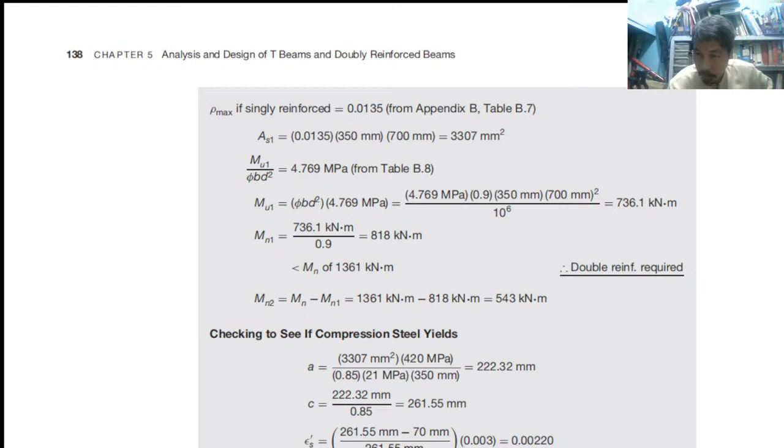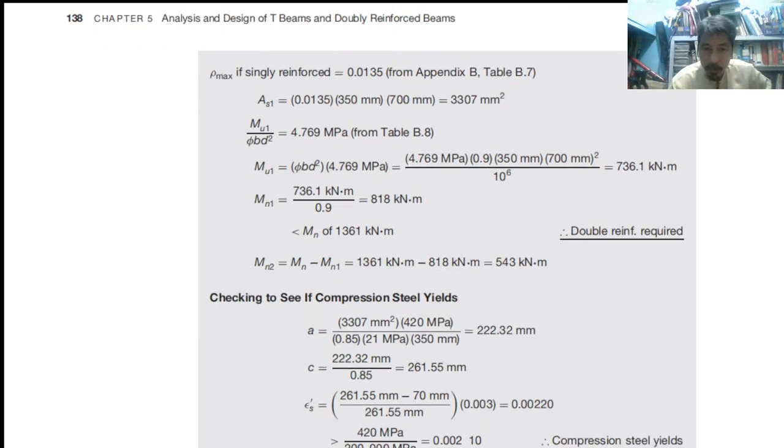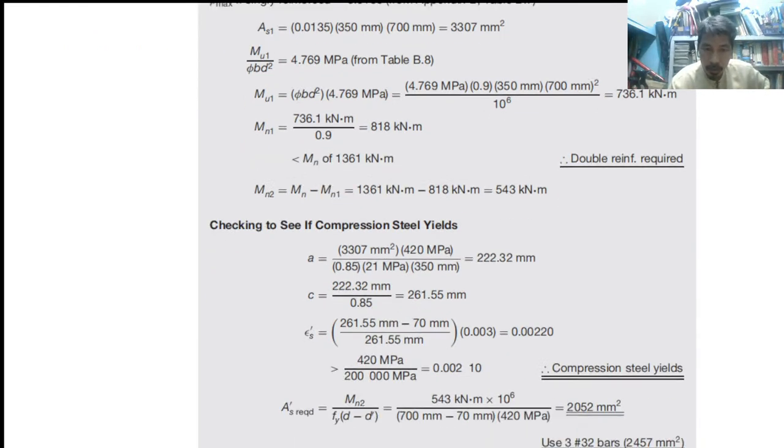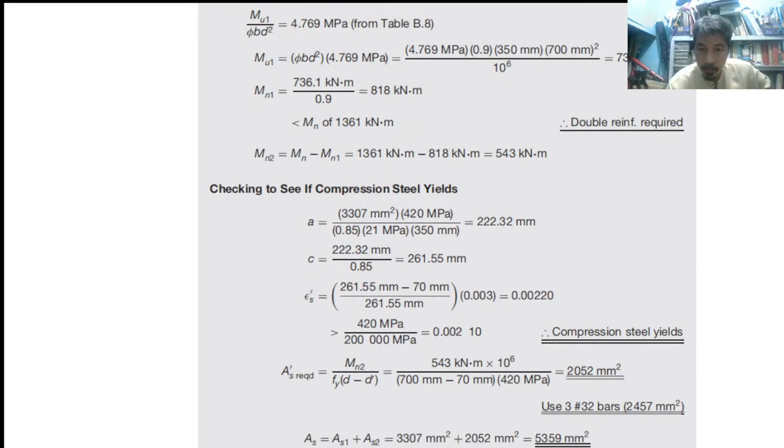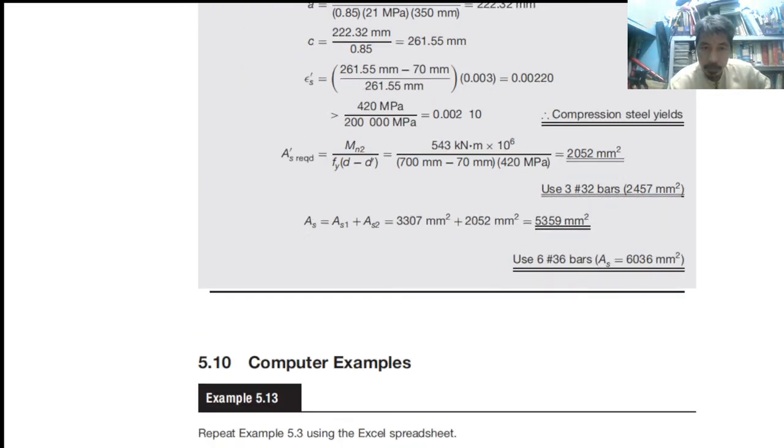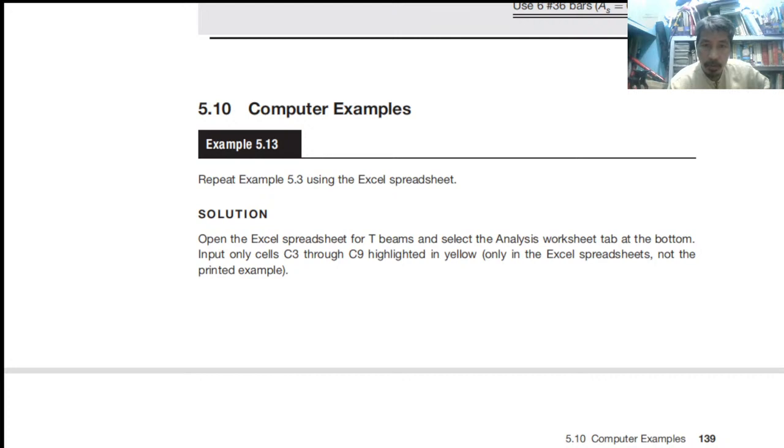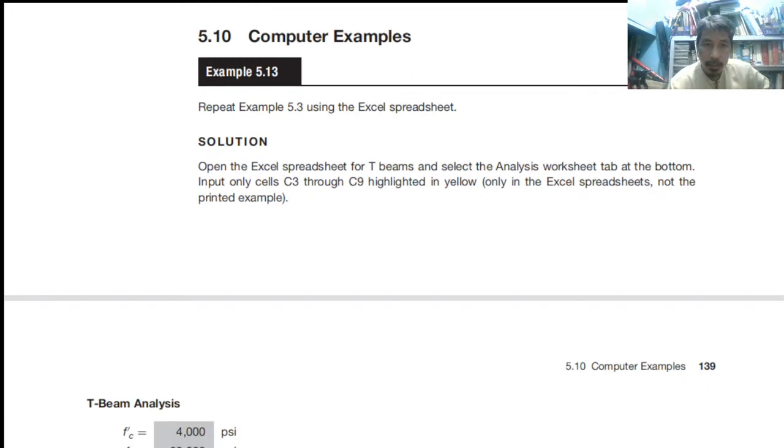If you have any question regarding this example, please use our GC. That is the last example. Okay.